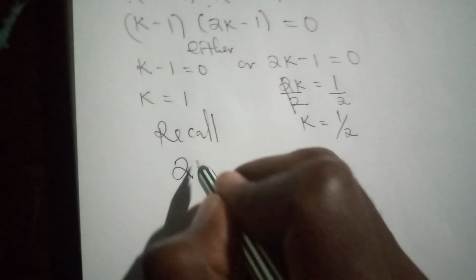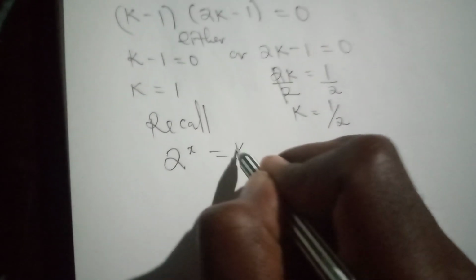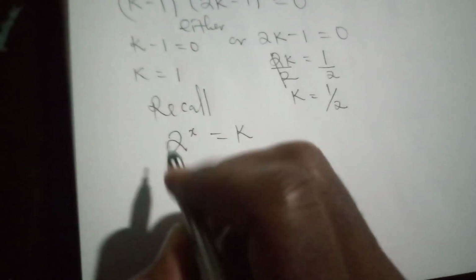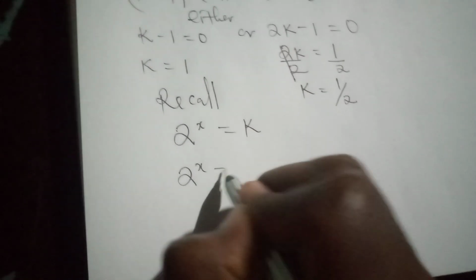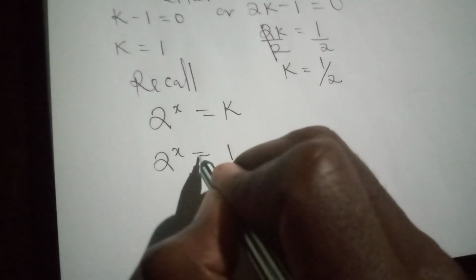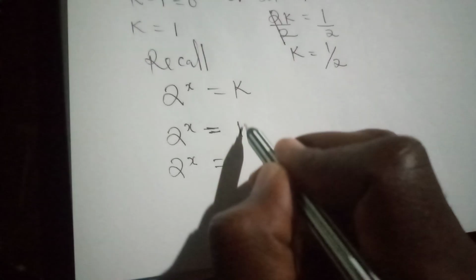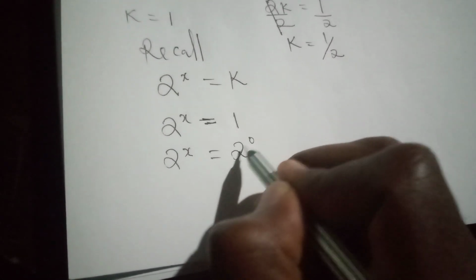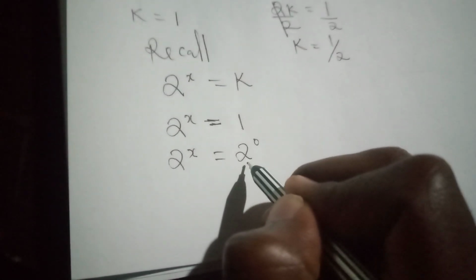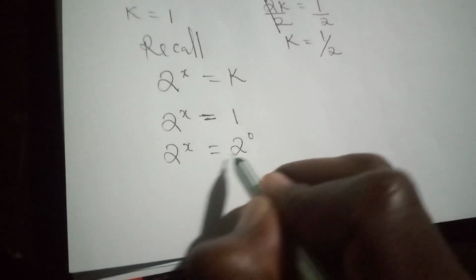Now you have to recall that 2 power x is equals to k. So 2 to power x is equals to the value of k that you have calculated. This is 2 to power x equals to, I'm going to write 2 to power 0, because a number raised to power 0 is 1. So the bases are the same, get the power. So x is equals to 0.